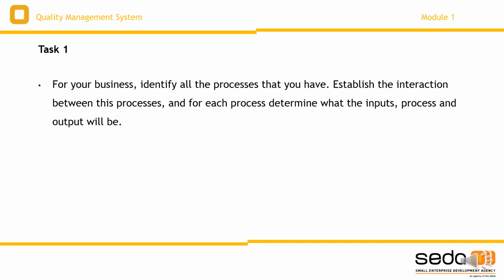And then you will determine out of all these processes, how are they related to each other? Which one must happen before the other one can continue? And for all these processes, you identify what are the inputs to this process? What is the process that I must undertake in order to convert these inputs into the output, which must then fit into the next process? And then you do it for all your processes.